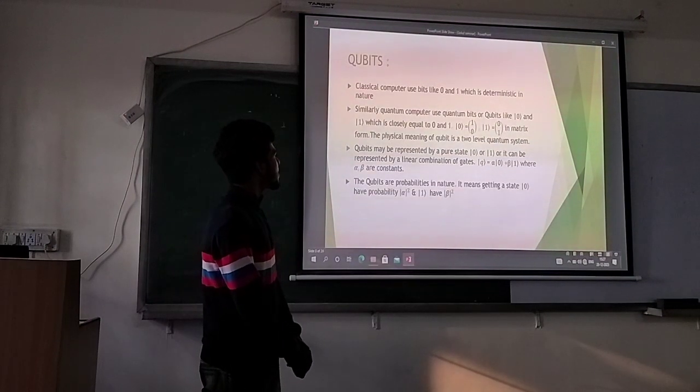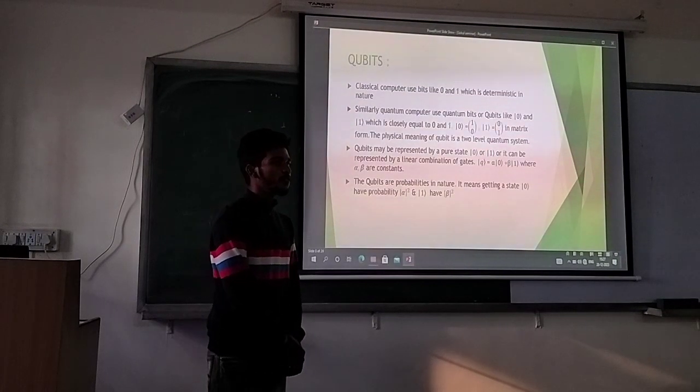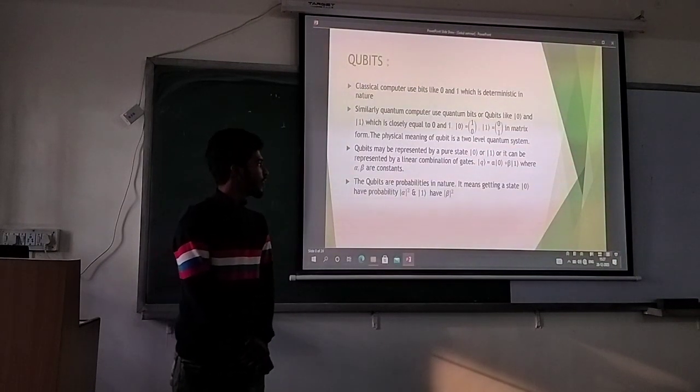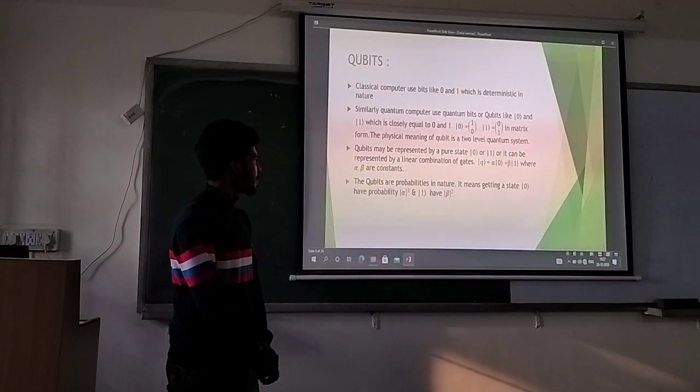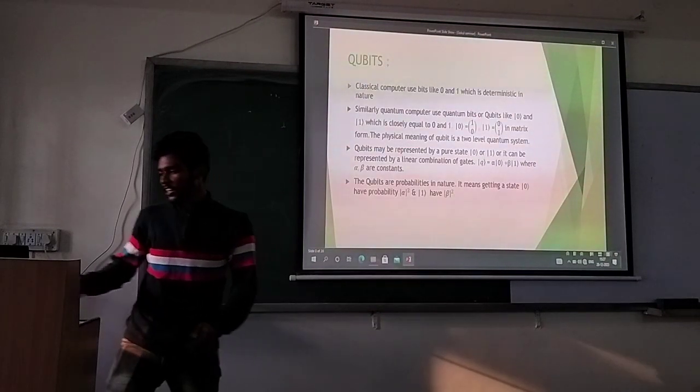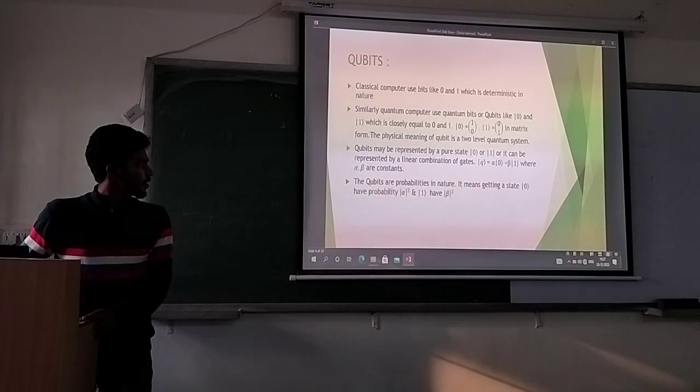You can see it, and any state can be represented by a linear combination of the 0 state and 1 state, where alpha and beta are coefficients, and the probability of getting the 0 state is alpha squared and the 1 state is beta squared.